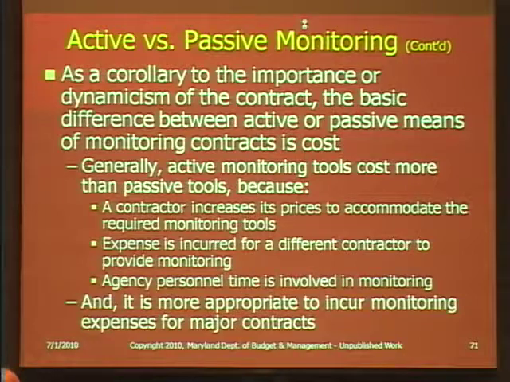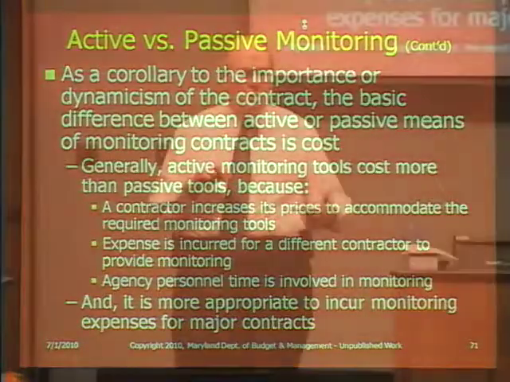As a corollary to the importance or dynamicism of the contract, the basic difference between active or passive means frequently is cost. Frequently, active monitoring costs more than passive monitoring. The fact that someone has to do something typically has a cost associated by, well, no one has to do anything, we'll just see whether there's a complaint, and if there's a complaint, we'll handle the complaint. Very different situation.